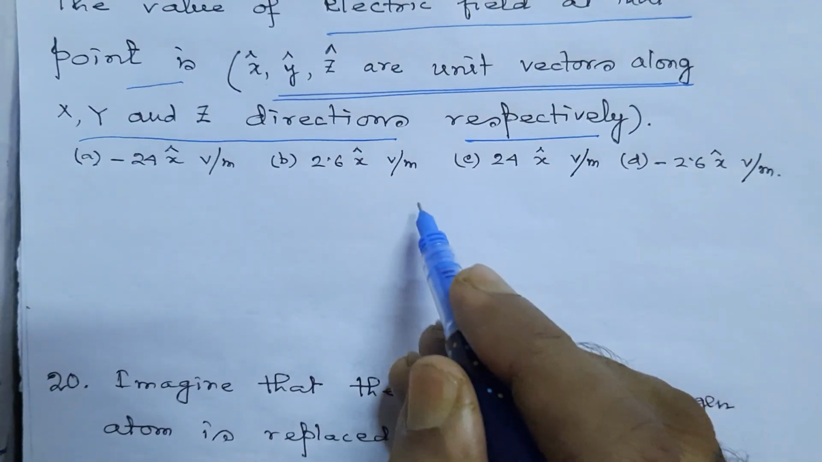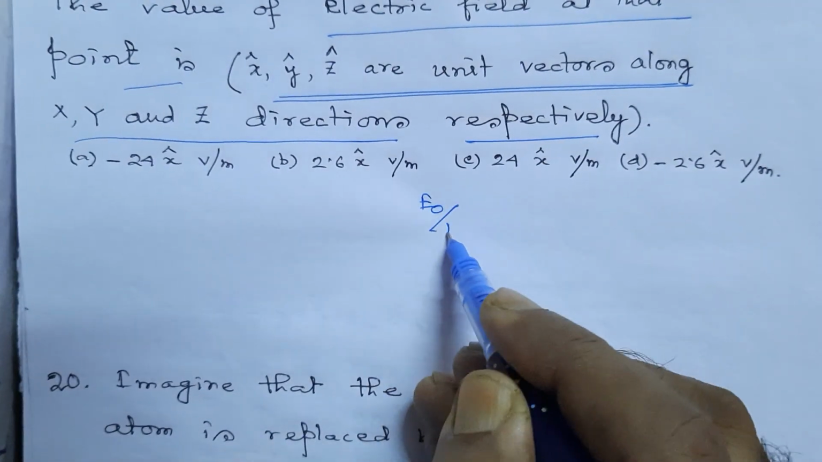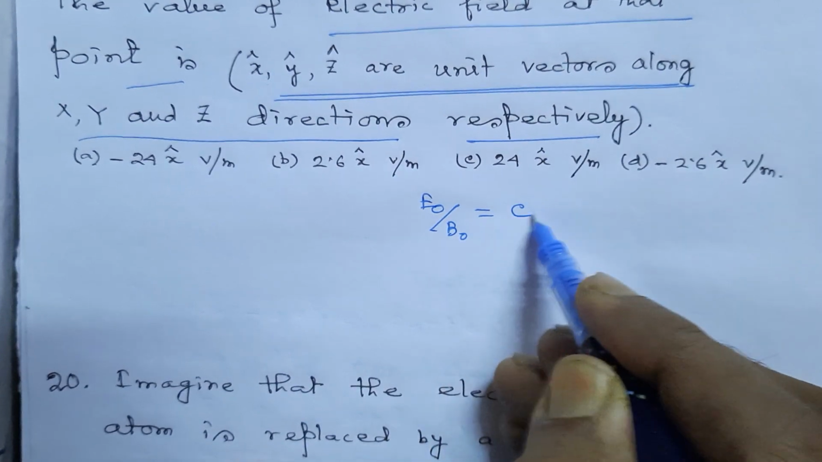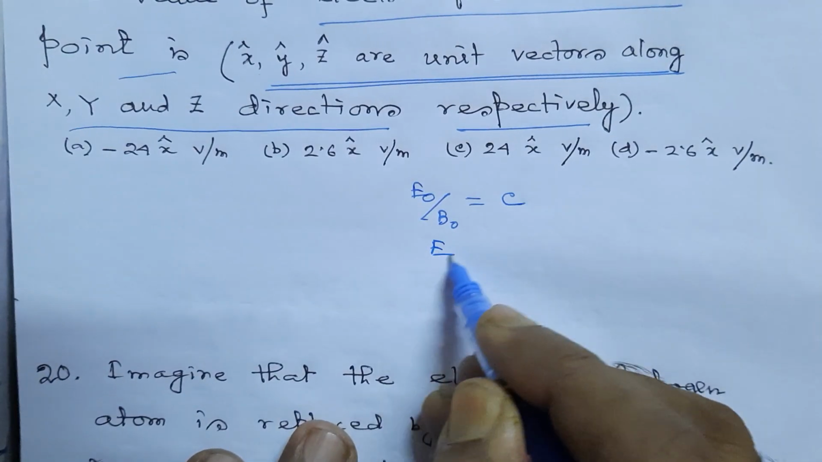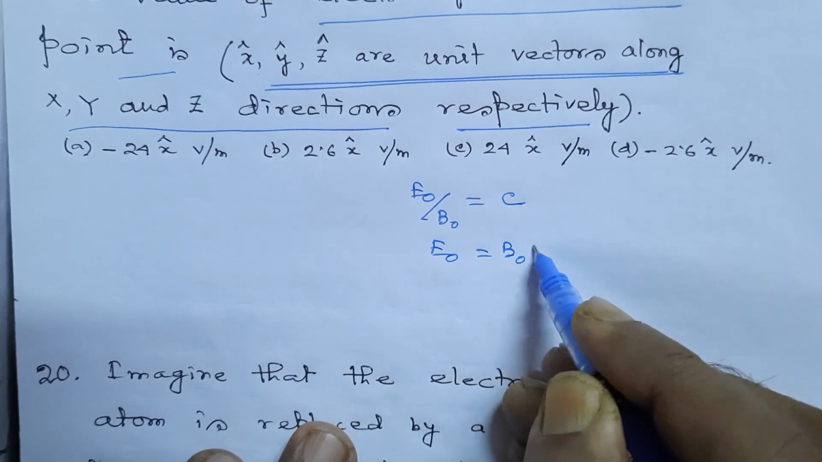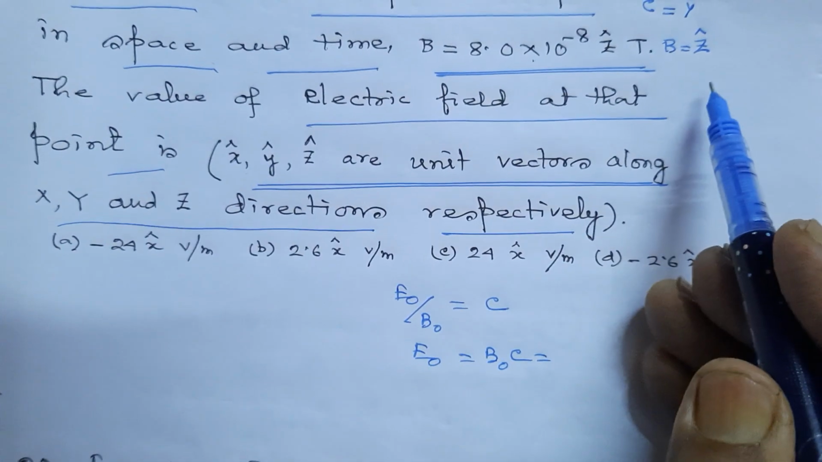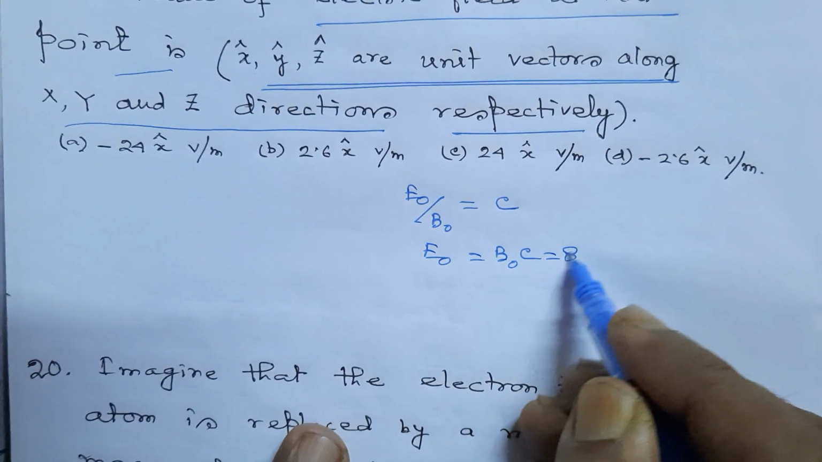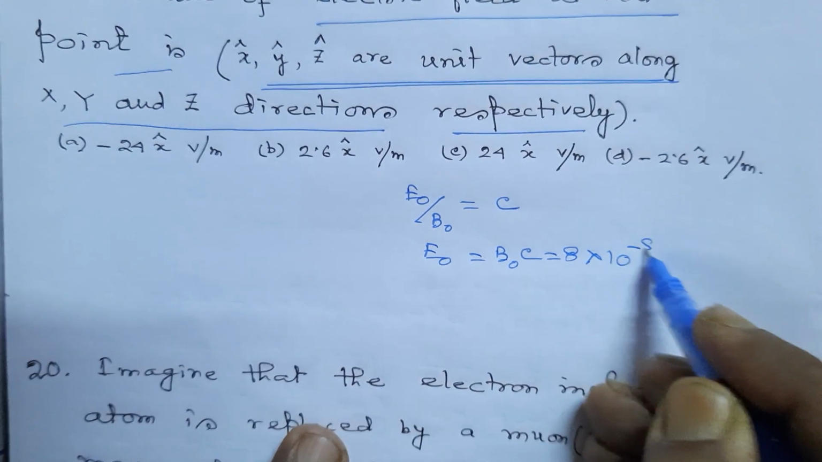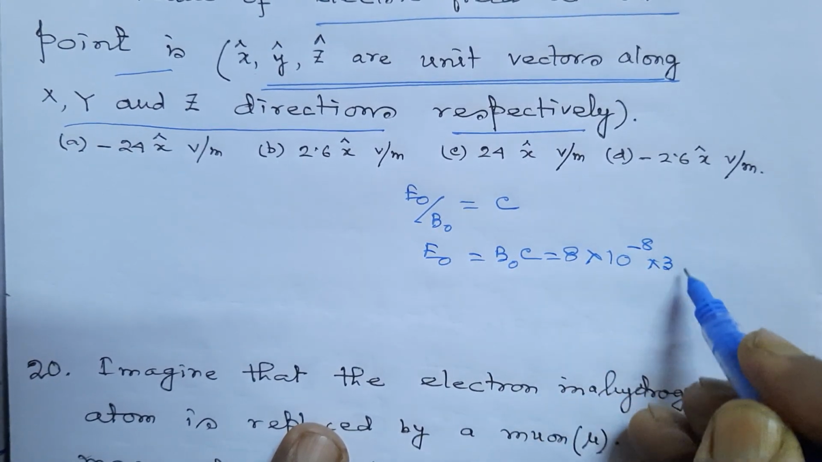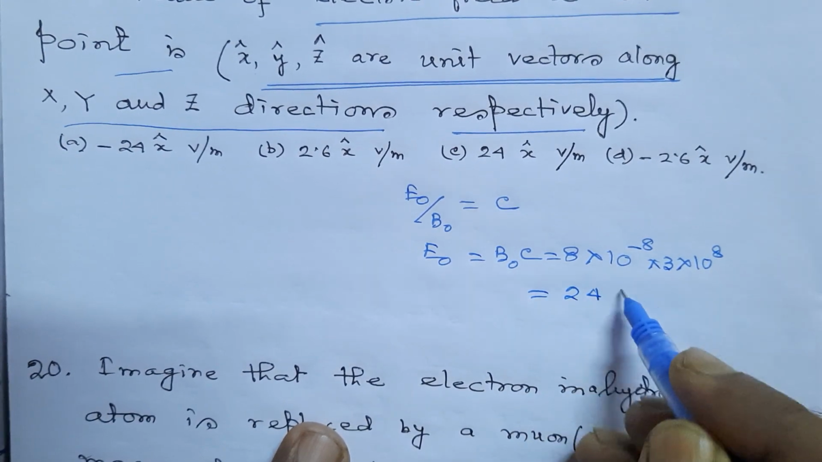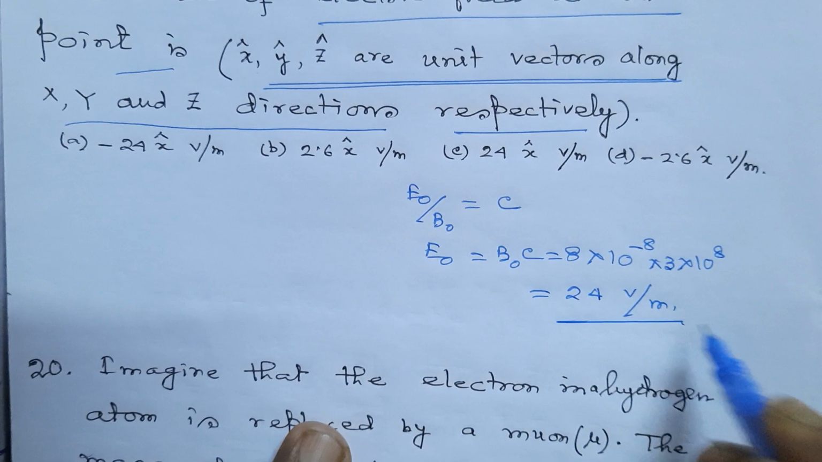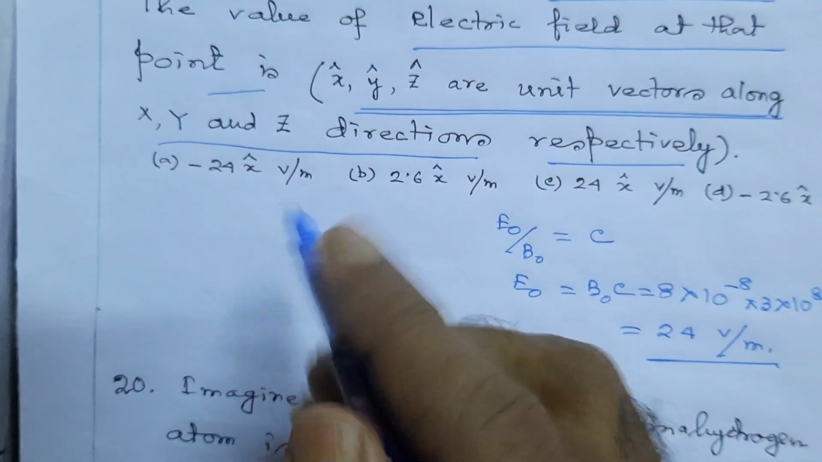We know that E0 by B0 equals c. B0 is given, so E0 equals B0 into c. What is the value of B0 here? 8 into 10 to the power minus 8. And we know c equals 3 into 10 to the power 8. That gives 24 volt per meter. That is the value of E0. Now what about the direction?